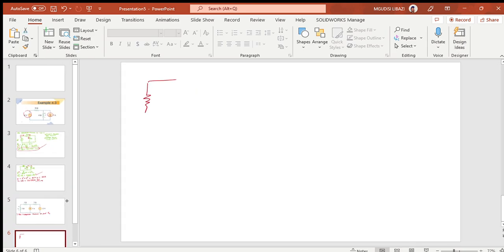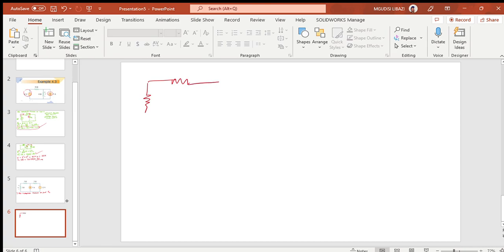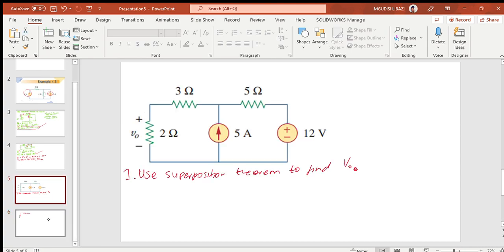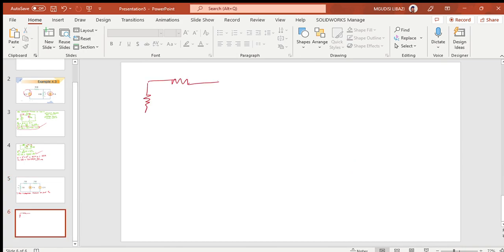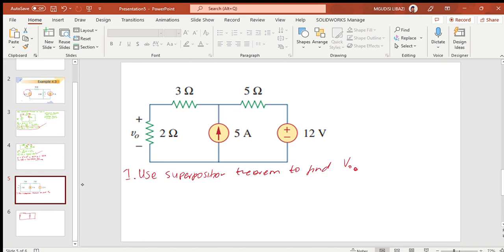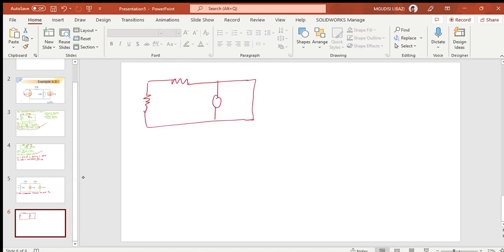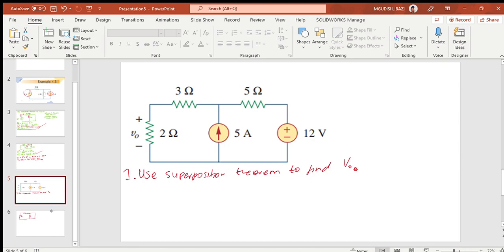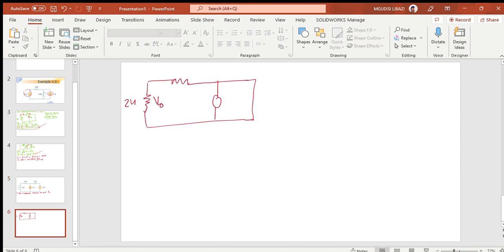I'm going to be left with something like this, and then I'm going to have another resistor here, the current source here, and on that side the voltage source. We remember that I'm going to replace this voltage source by a short circuit. So I have VO there. Do I know the resistor? I know the resistor, that is 2 ohms.